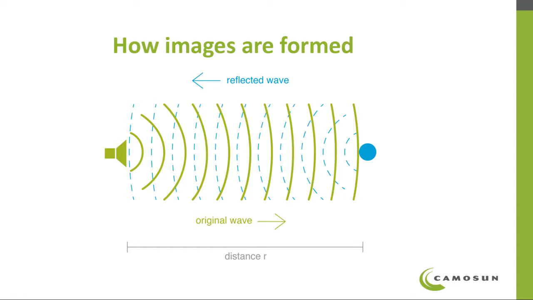Basically, the longer time it takes for that echo to return to the transducer tells us how far away something is, and the intensity with which it is reflected back tells us how dense that structure is.